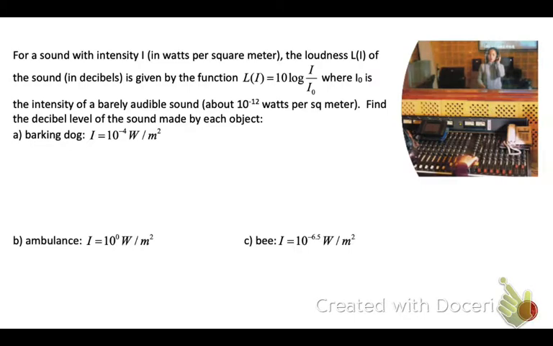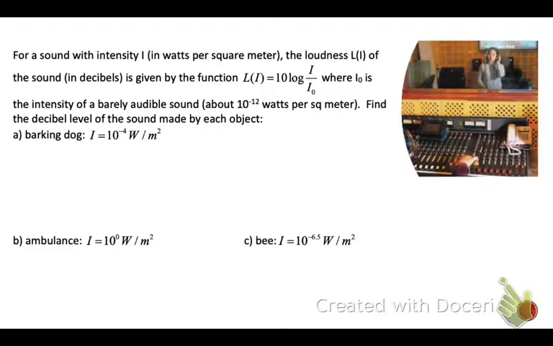Now here's an application, and you'll see this formula show up a lot. I've seen it on the End of Course assessment for Algebra 2 from the state of Missouri. For a sound with intensity I in watts per meter squared, the loudness of the sound in decibels is given by the function L of I equals 10 times the log of the sound intensity over I sub 0, where I sub 0 is the intensity of a barely audible sound, and we will use the value 10 to the negative 12 for that.